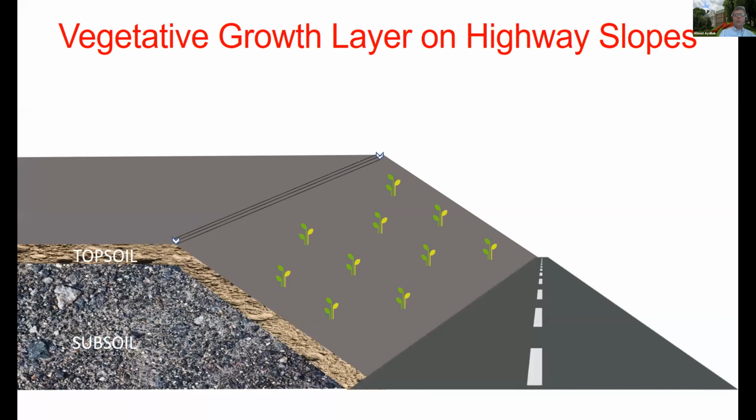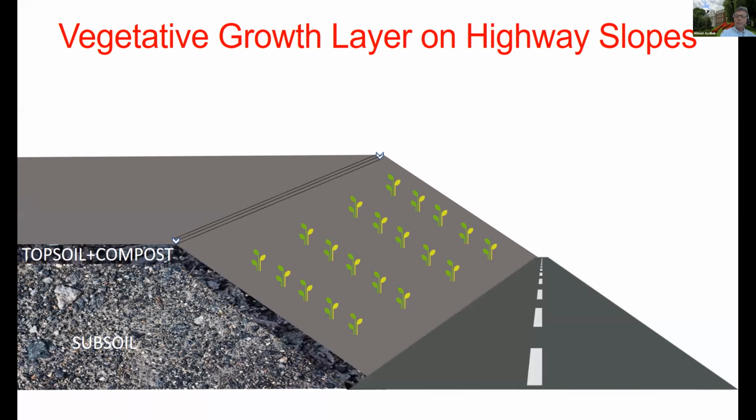Compost is very rich in organic material and rich in nutrients, and that's why it promotes vegetation. What's typically used as a vegetative growth layer on highway slopes is a material called topsoil. Topsoil is, again, rich in organic materials, and the question here is, can we replace the topsoil with some type of compost or topsoil-compost blends so that we could achieve the same performance?